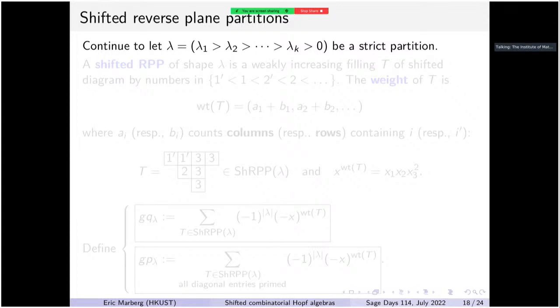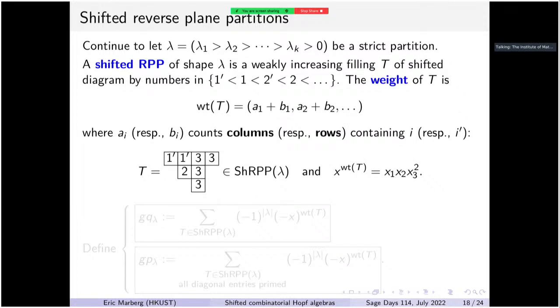Okay, so that's one version of the story. Here is now the dual version. We still have a strict partition. So what is the shifted version of a reverse plane partition? Again, it's just a weakly increasing filling of this shifted diagram. But now we're allowed to use these prime numbers. And that's it. That's the only condition. This is all that we require.